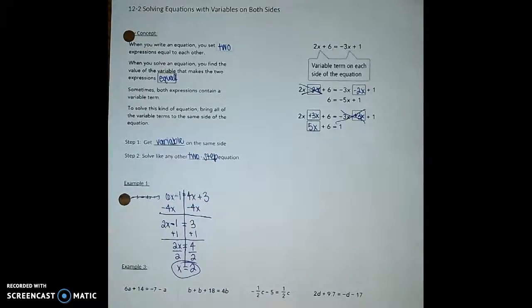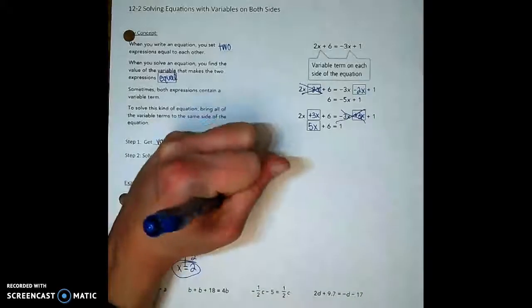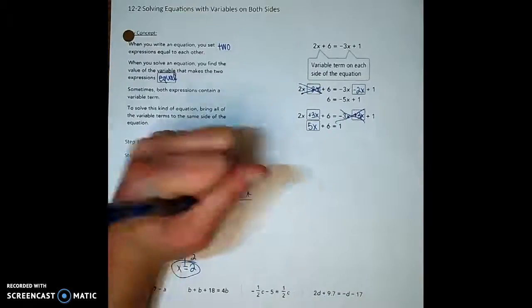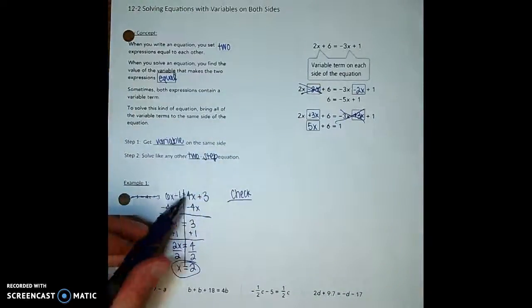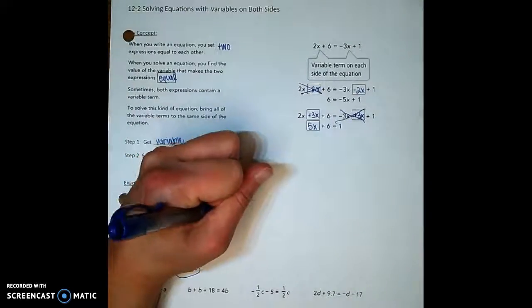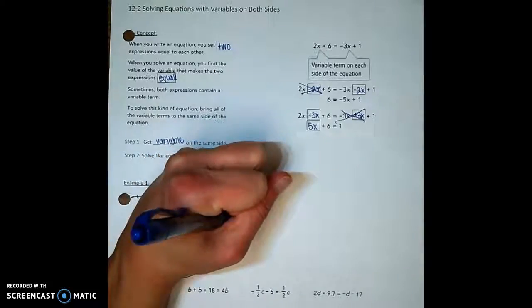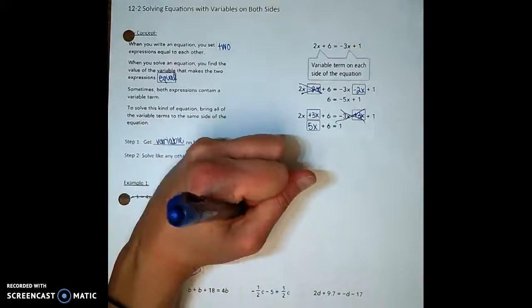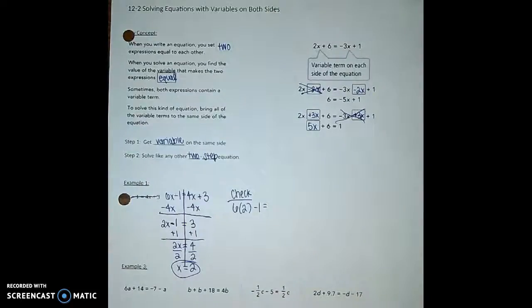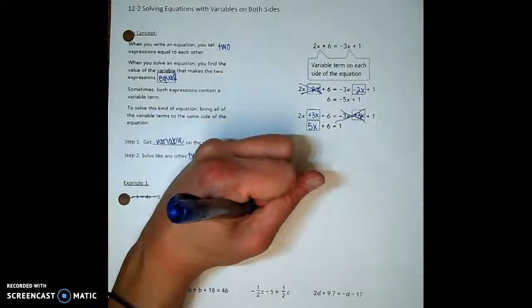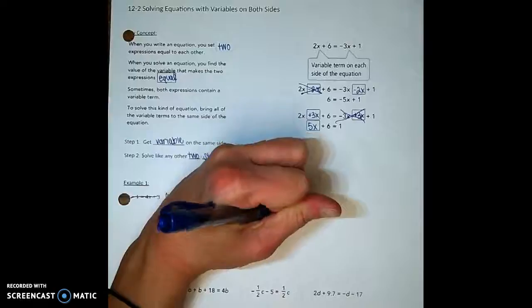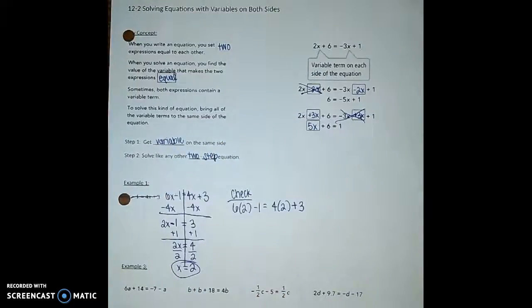Now when I'm finished, I always want to double check my work. So to check the work, anywhere where I see x, I'm going to replace it with 2. So I have 6 times x, so 6 times 2, minus 1, equals 4x plus 3, so 4 times 2 plus 3. And in this case now, this is the first time that we're having to simplify both sides of our equation because there are things to simplify on both sides.